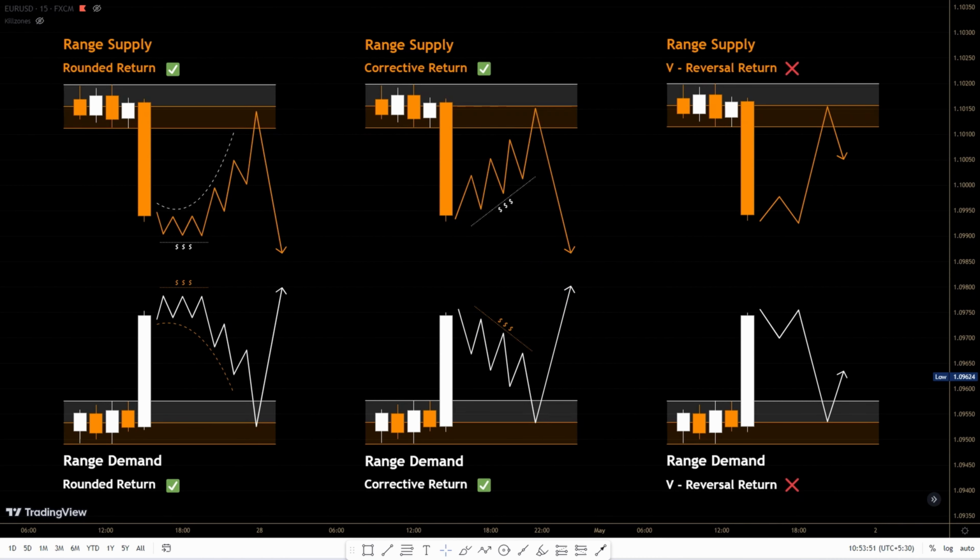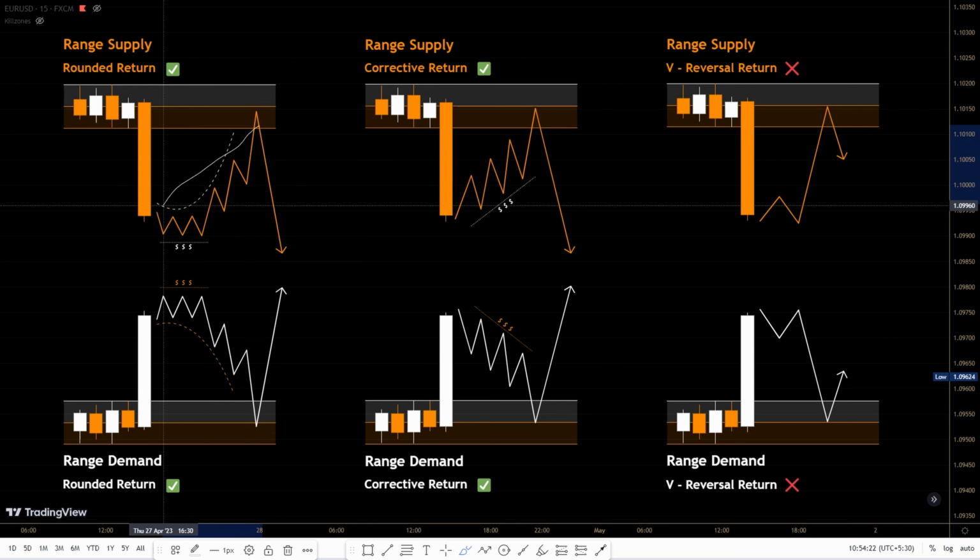So the first one is the range created supply. The price creates a range exactly at this point. You can see that heavy volume comes into the market exactly at this point. Then you have to see how the price reacts to come back exactly at this range created supply. You can see here the price came back in a rounded return, right?